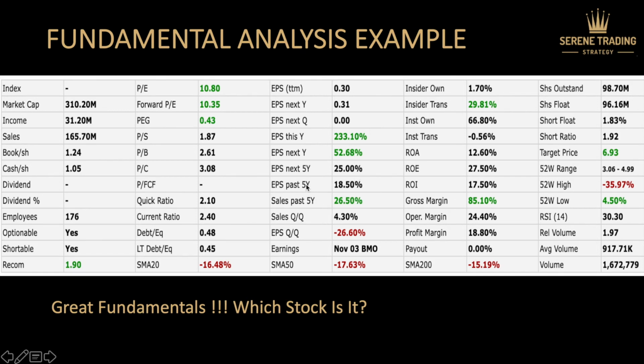Now let's look at some more amazing numbers. The earnings per share, or EPS, growth for the last 5 years has been 18.5%. This particular number is really, really good. And more importantly, sales growth is 26.5%. So in the last 5 years, this company has been doing really, really well. If you watch my video on fundamental analysis, which I mentioned before, I'll leave a link to that in the description.